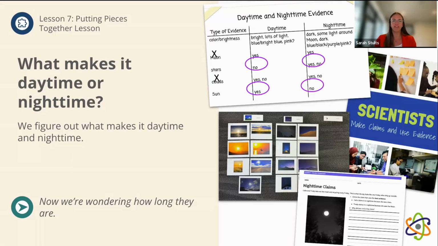We connect what we have figured out in this and the previous lesson to answer our lesson set question about when and where we see the moon and stars. And we individually support claims about nighttime using the best evidence.